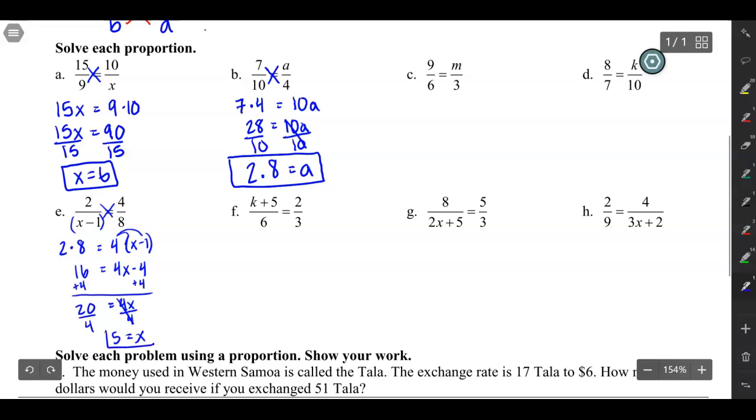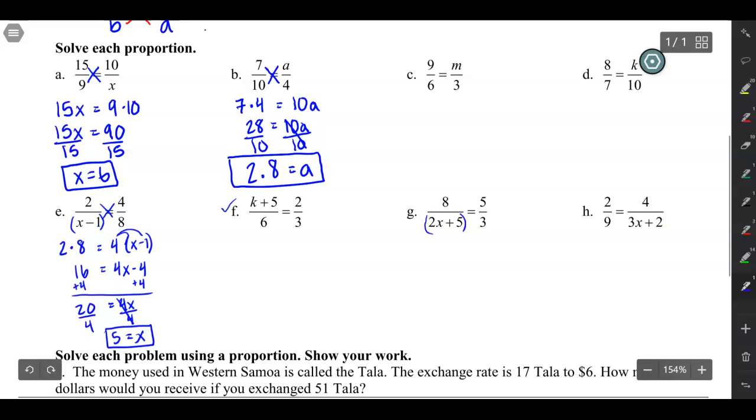So 20 divided by 4 is 5. So my final answer is x equals 5. Okay. I'm going to let you do F on your own. G, we're going to do the same way. I just want to work through a couple more examples.